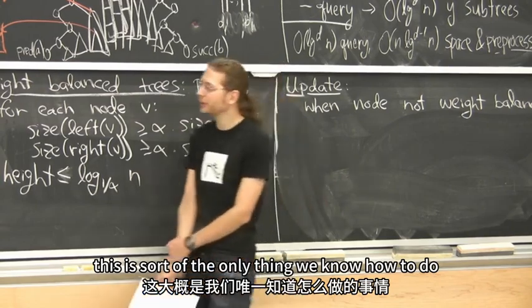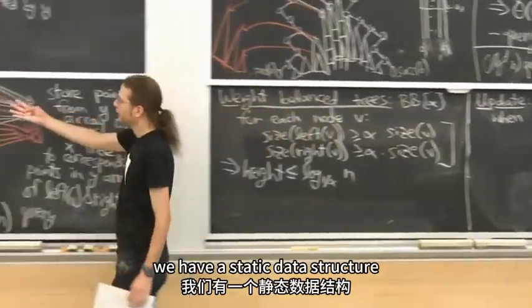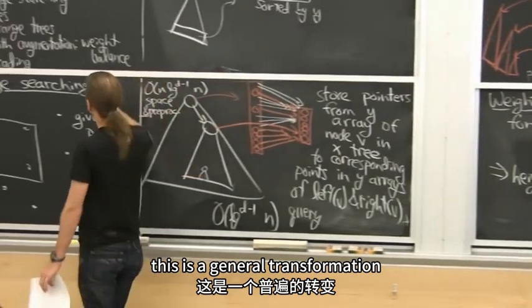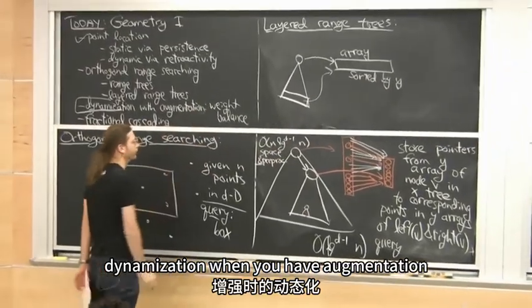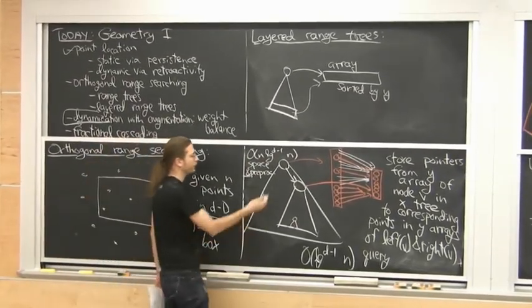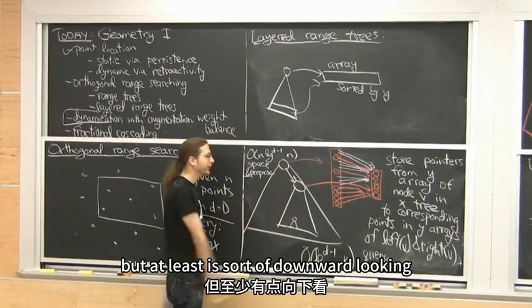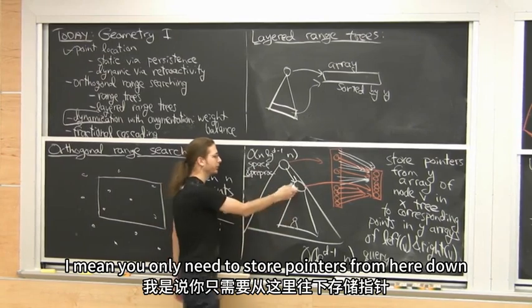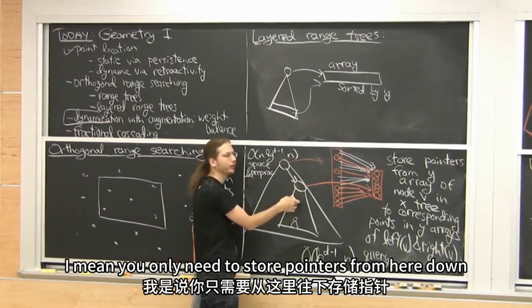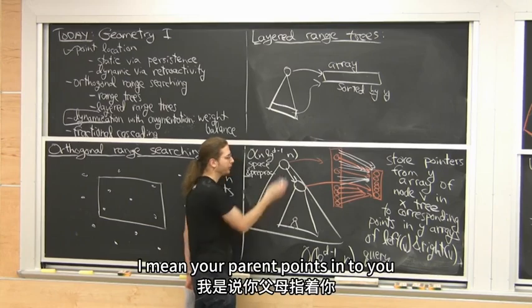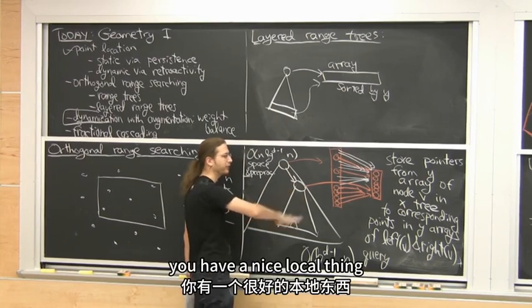This is sort of the only thing we know how to do. We have a static data structure. This is a general transformation, dynamization when you have augmentation. We have this data structure. It's got all these augmented things. It's complicated. But at least it's sort of downward looking. You only need to store pointers from here down, not up. Your parent points into you, but you have a nice local thing.